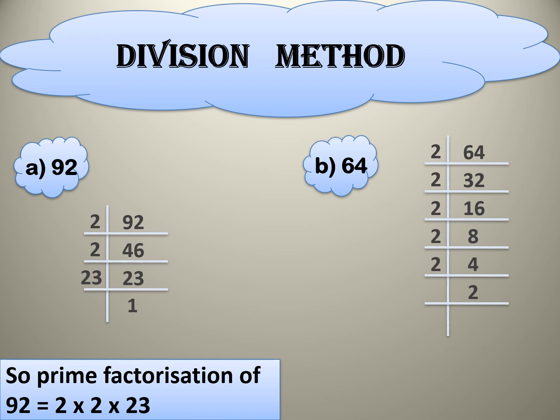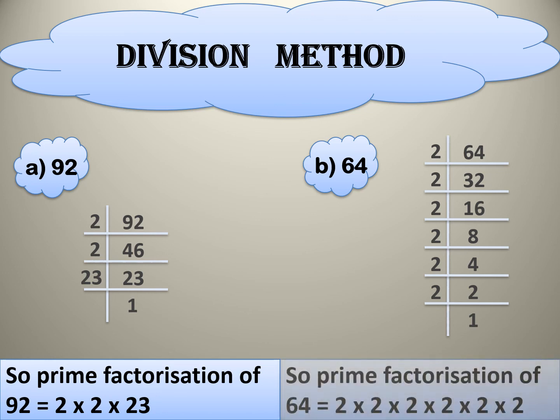Now 2 is an even number, so it is divisible by 2. So we write 2 to the left of the 2 and dividing it by 2, we get 1. And if we get 1, that means that we are done factoring. So the prime factorization of 64 is equal to 2 multiplied by 2 multiplied by 2 multiplied by 2 multiplied by 2 multiplied by 2.